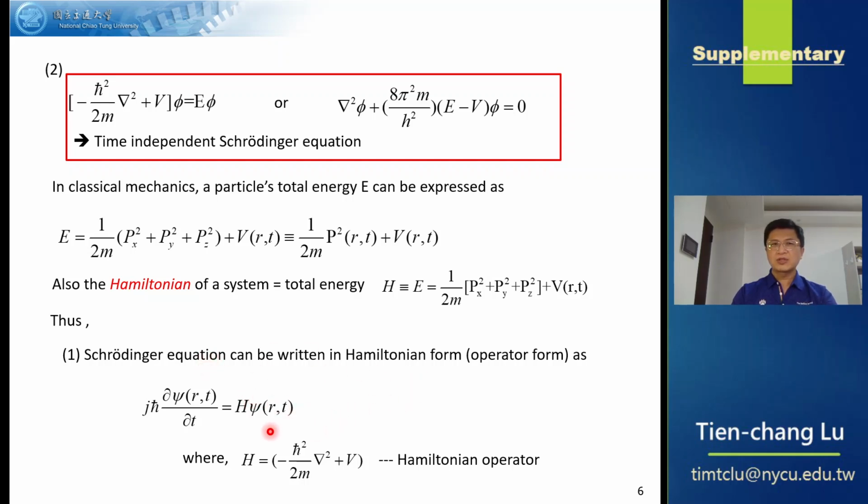Therefore, the Schrödinger equation now gives us j h bar times d phi over dt, where of course this wave function is spatial and time dependent, equals H times phi, where the Hamiltonian is expressed as minus h bar squared divided by 2m times the Laplacian, plus V. So we call this H the Hamiltonian operator.